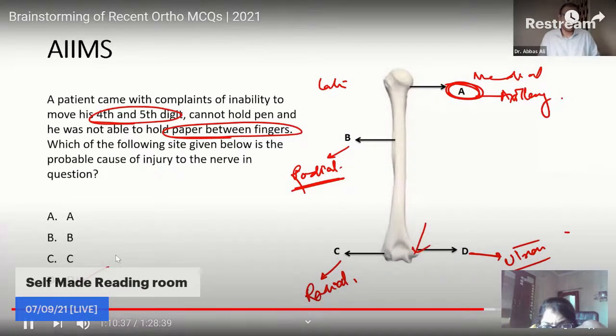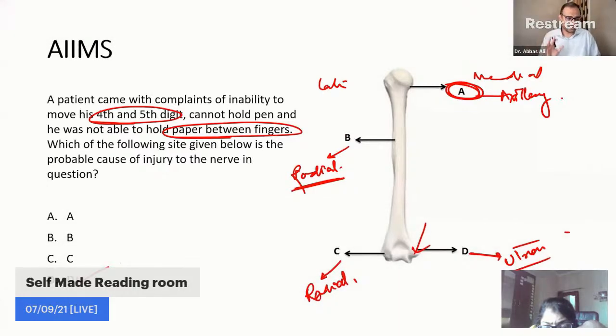A similar question was asked in the recent INI-SET exam also. So just a surface anatomy of where the nerves are located and where they get injured. Based on that, you can make the diagnosis. Everybody got this?